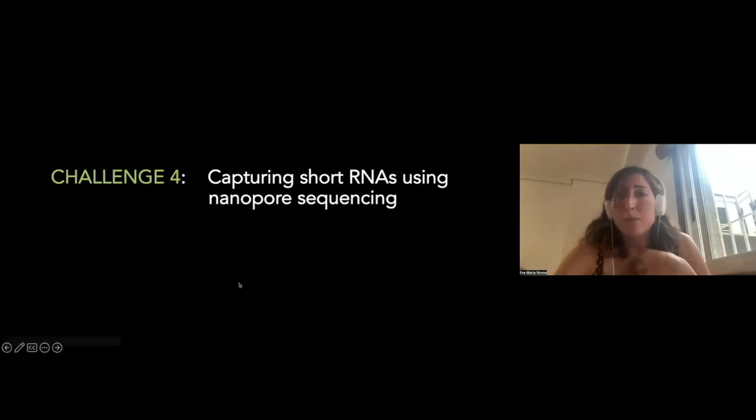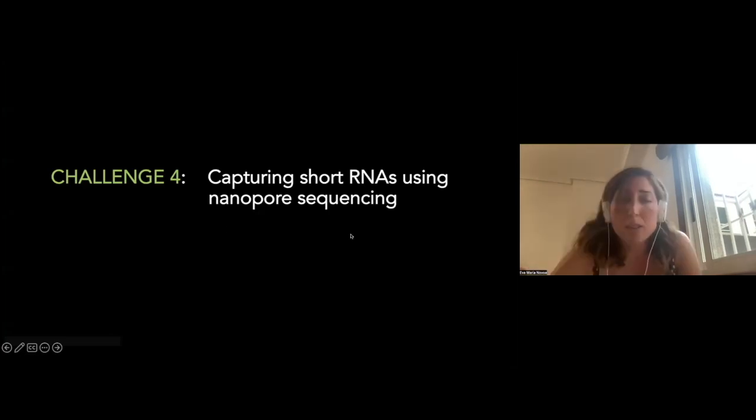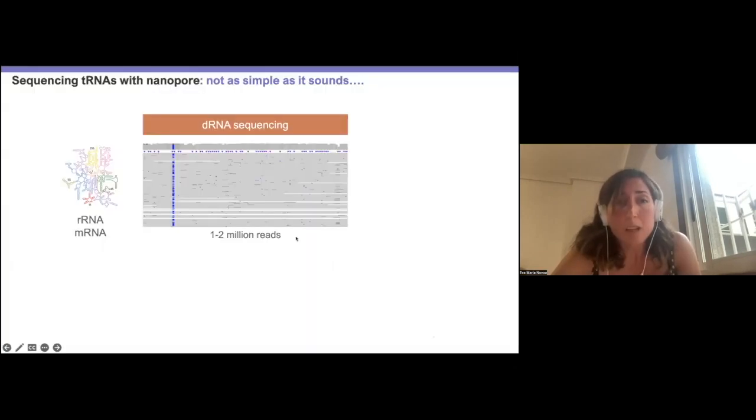So just briefly before I move on, I also want to mention the other challenge that we have been working on, which is to capture short RNAs using nanopore sequencing. In general, when you look into nanopore sequencing, your reads typically look like this: long reads, reasonable coverage throughout, and then some errors. Some can be systematic errors, others will be modifications and so on. And you get something like 1 to 2 million reads in a normal MinION.